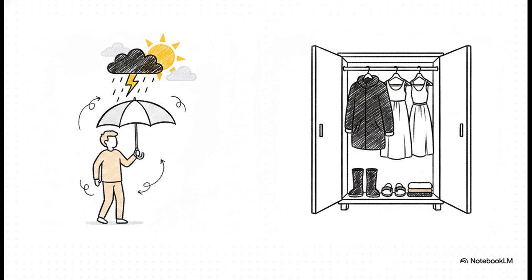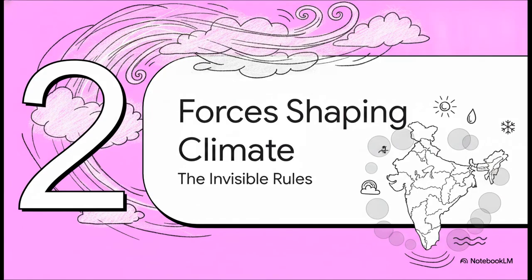Think of it like this. Weather dictates what outfit you choose to wear today. Do you need to grab an umbrella or a jacket? But climate? Climate dictates your entire wardrobe. It's the overarching rulebook that tells you whether you even need to own snow boots or sandals in the first place.